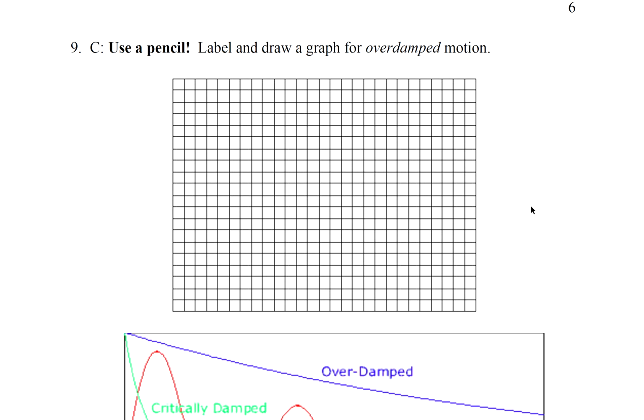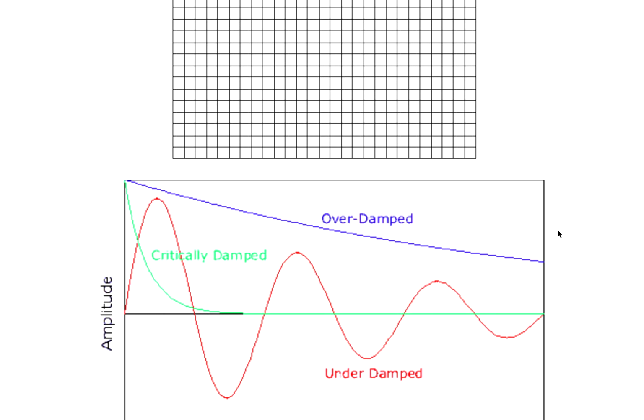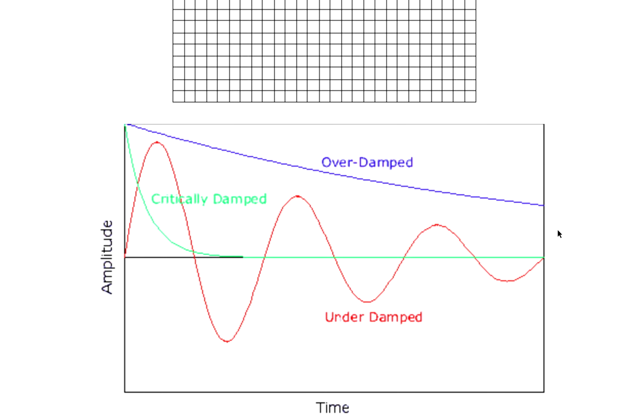Question 9. Label and draw a graph for an overdamped motion. So overdamped looks like this. As time goes to infinity, the amplitude or the displacement does not even reach 0, the equilibrium position.